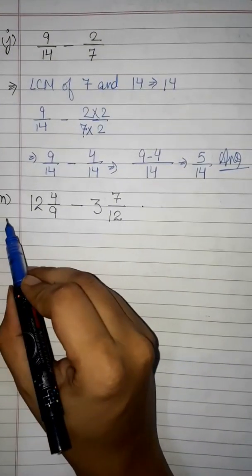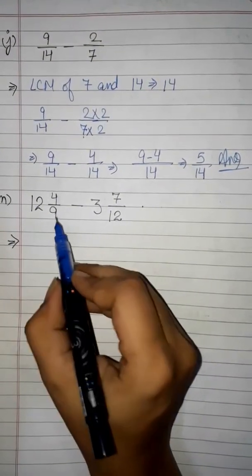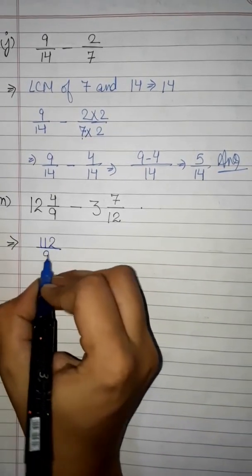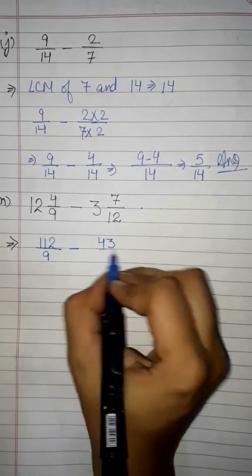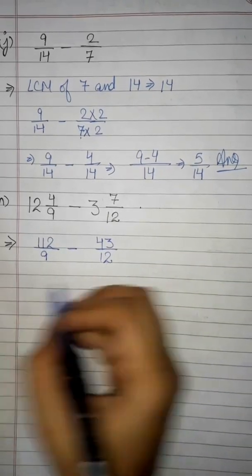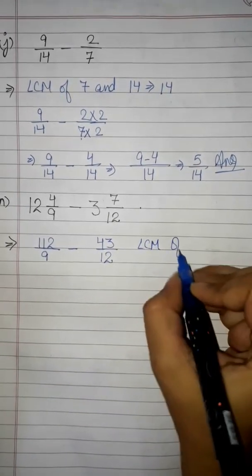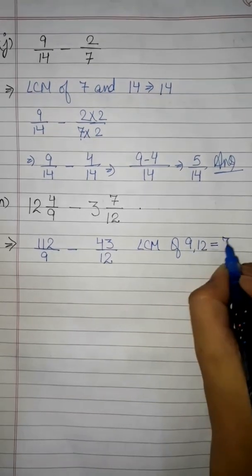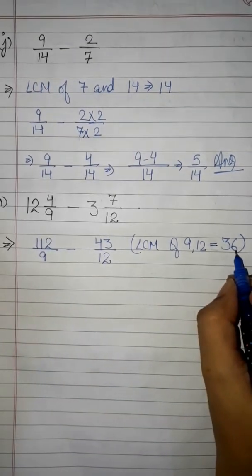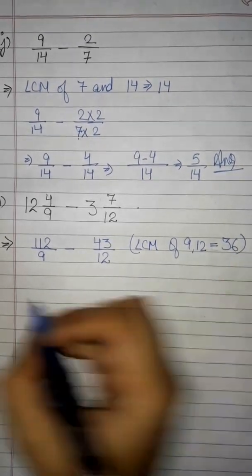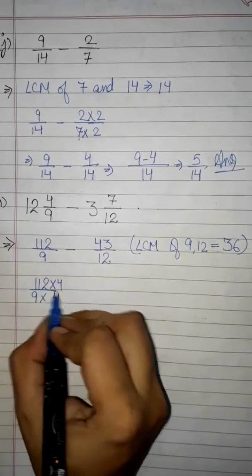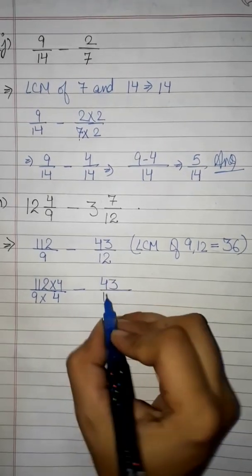Now children, see the M part. In this we have to do the subtraction of mixed and mixed fraction. So change into improper. So here you will get 112 by 9 and here you will get 43 by 12. Children, the first step is to make the denominator same. So we need to find the LCM. LCM of 9 and 12. You will get 36. You know how to find the LCM. Now this 9 we have to make 36 and this 12 also we have to make 36. So what we can do? Multiply by 4 and here we can multiply by 3.